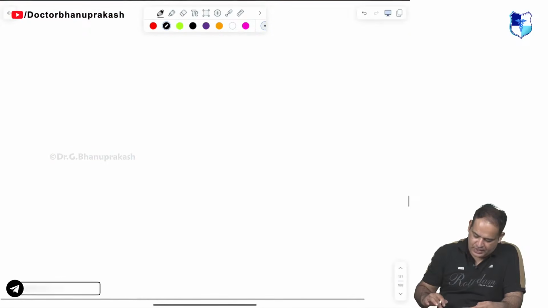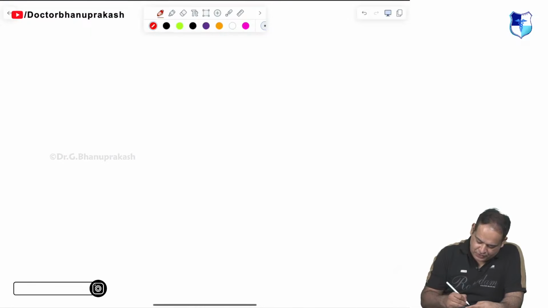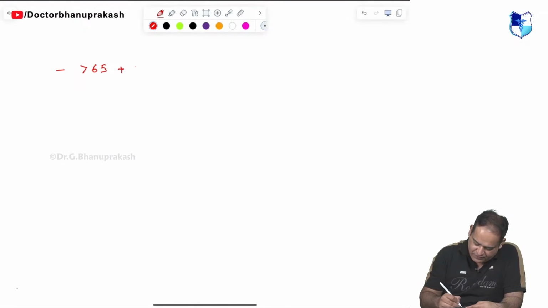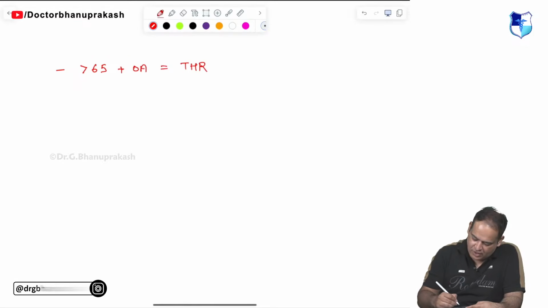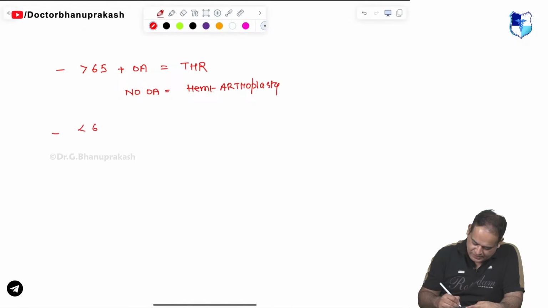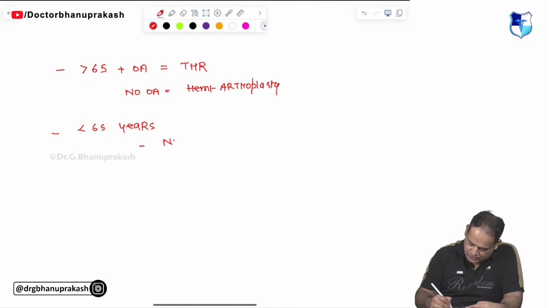Okay. Now, intracapsular, what is the treatment? If the patient is more than 65 years plus he has osteoarthritis, treatment is total hip replacement. 65 years and no osteoarthritis, treatment is hemiarthroplasty. Less than 65 years, no complication.